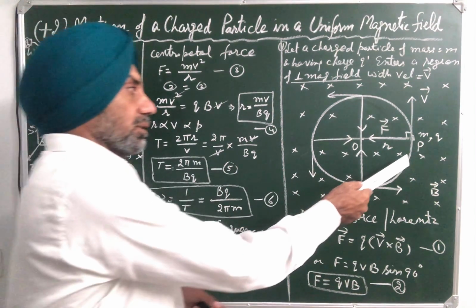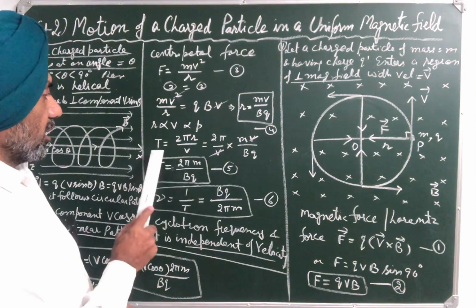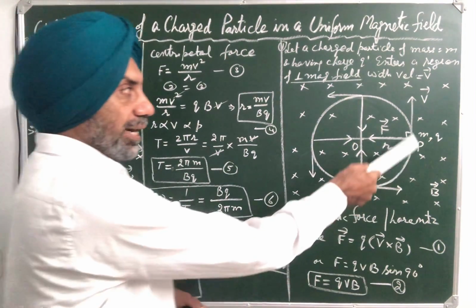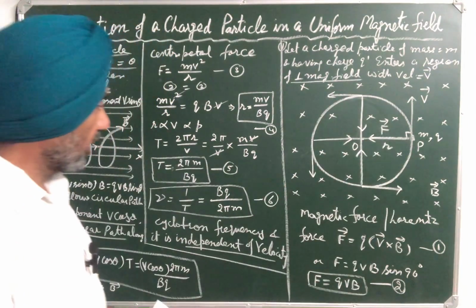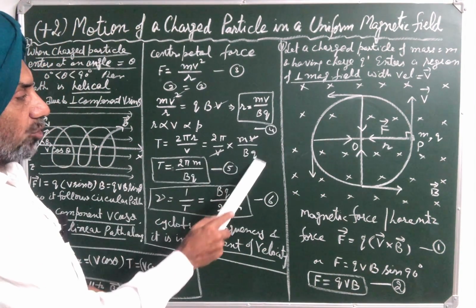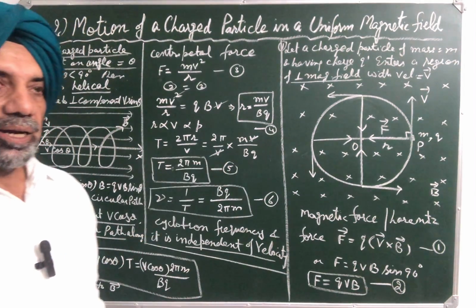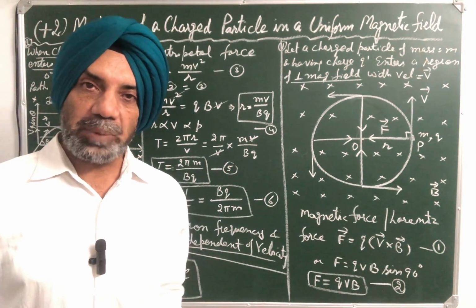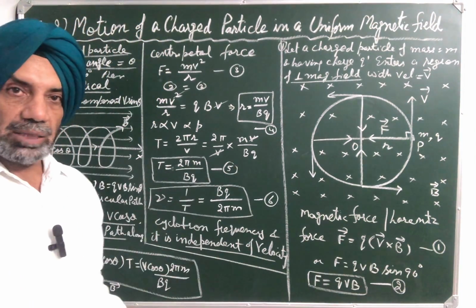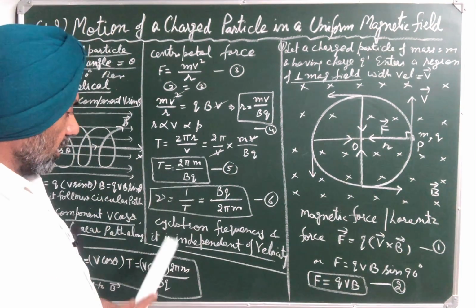Now, the time taken to complete one rotation is called the time period. So T is given by 2 pi r, the circumference, upon speed, because in the circular path the speed of the particle remains the same, only direction changes. So 2 pi upon v, substitute the value of r, m v by B q, one v cancels. So we get T is equal to 2 pi m by B q. It means the time period is independent of the speed of the charged particle. It depends only upon the mass of the particle, the charge on the particle, and the magnitude of the magnetic field.